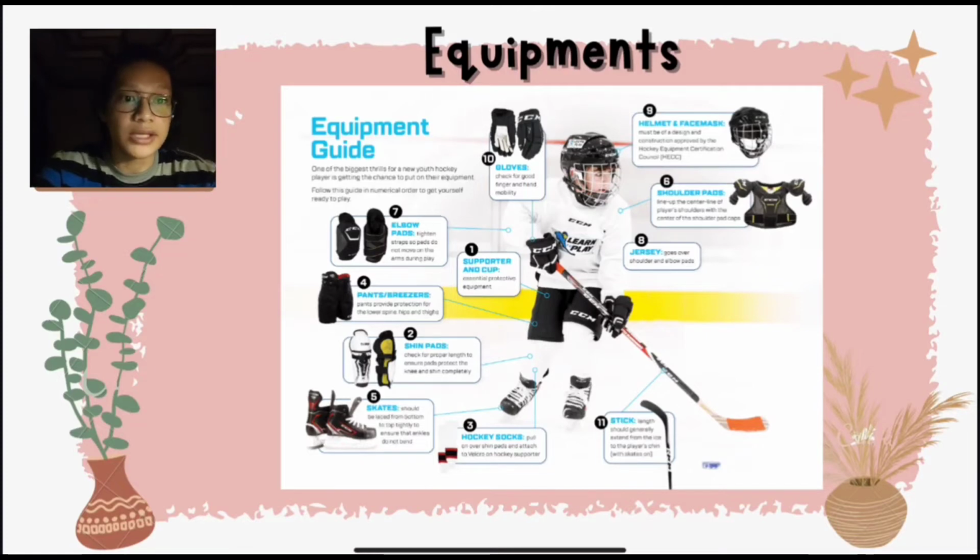Number 6. Shoulder pads. Shoulder pads line up the center line of the player's shoulders with the center of the shoulder pad caps. Number 7. The elbow pads. Elbow pads are tightened so pads do not move on the arms during play. Number 8. Jersey. So jersey represents the team and also the player, and jersey goes over shoulders and elbow pads.